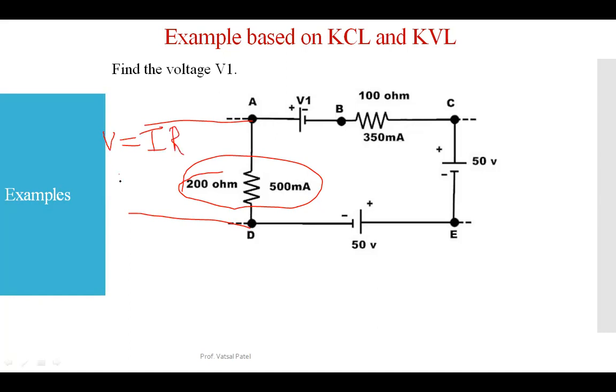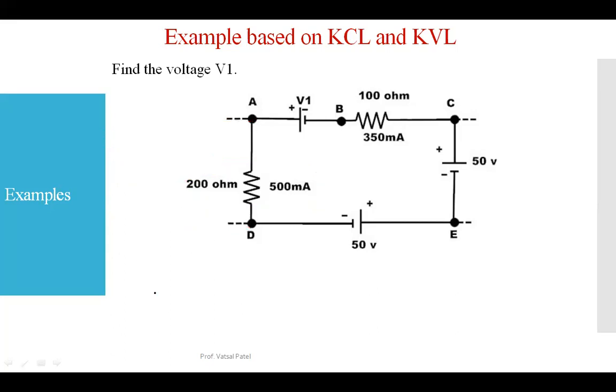So what is the value of current flowing? 200 ohm. Sorry, 500 milliampere, that is the current flowing. So can we write it like 500 into 10 to minus 3? Yes or no?